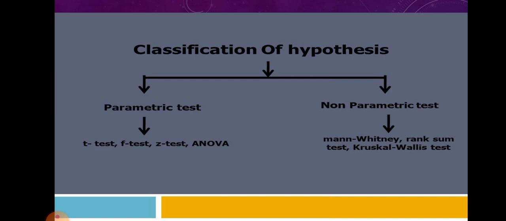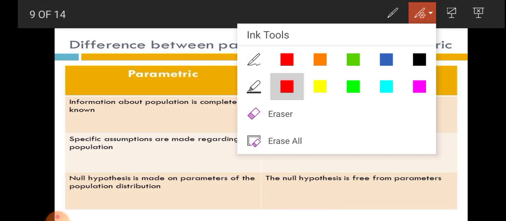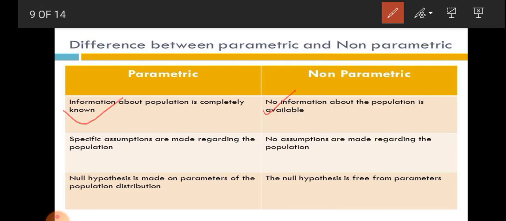Non-parametric tests: Mann-Whitney, rank sum test, Kruskal-Wallis test. So these are the classification. Afterwards, the difference between parametric and non-parametric. In a parametric test, information about the population is completely known, and in a non-parametric test, the information about the population is not known. So this is the first difference.